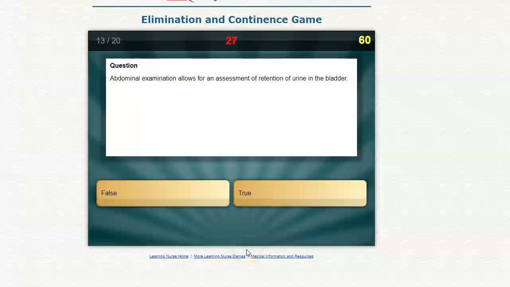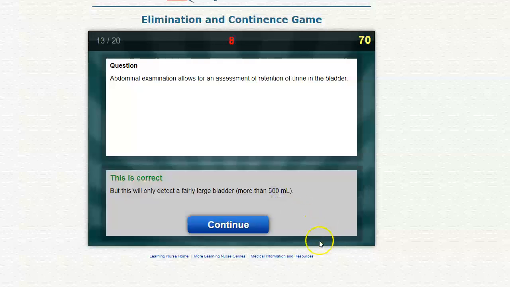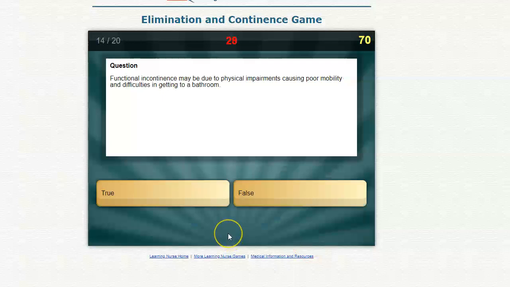Abdominal examination allows for an assessment of retention of urine in the bladder. Can you assess urinary retention by looking at the abdomen? Think about your head-to-toe assessment that you did in Nursing 100. And you can detect urinary retention only if there's a fair amount of urine in that bladder, usually more than 500 mLs.